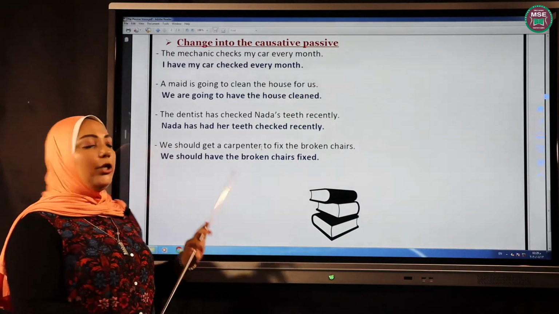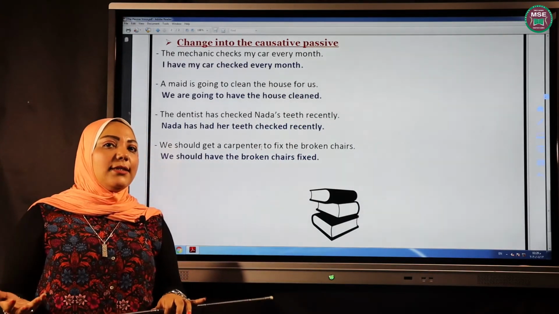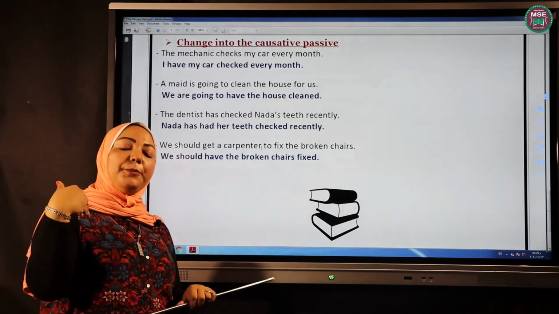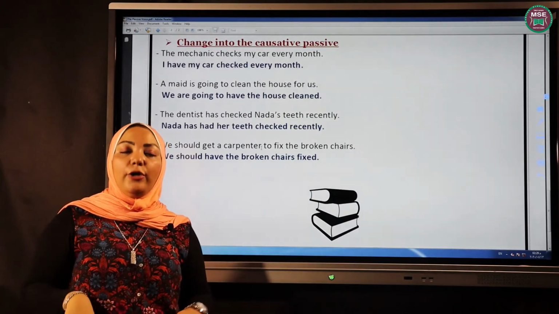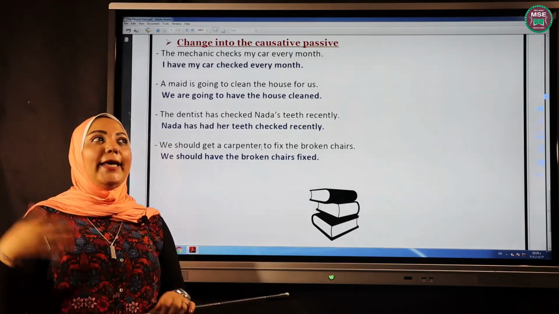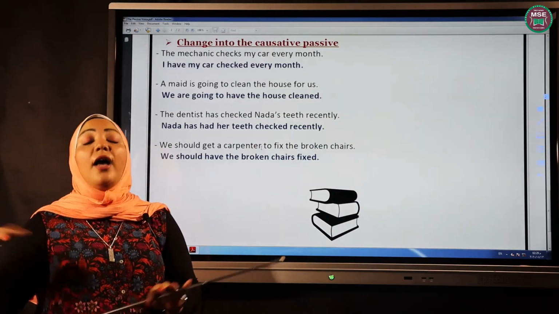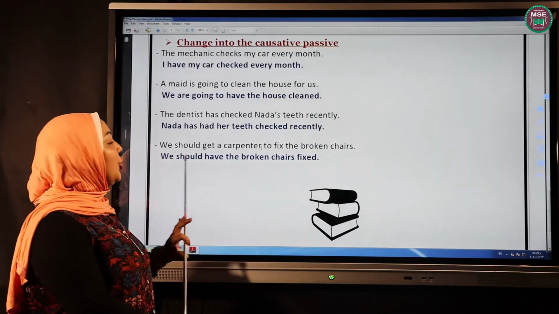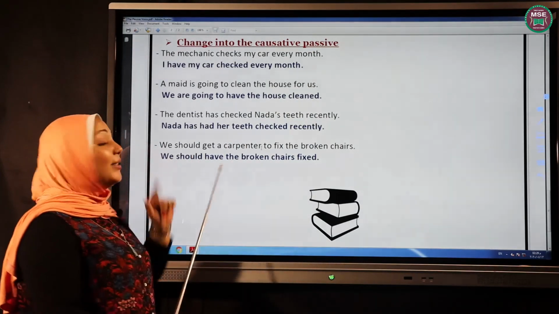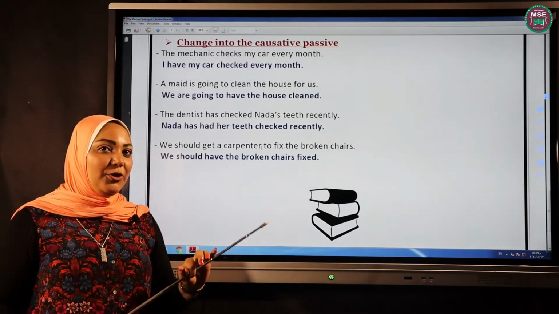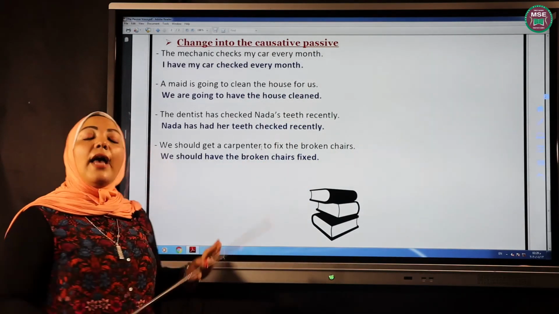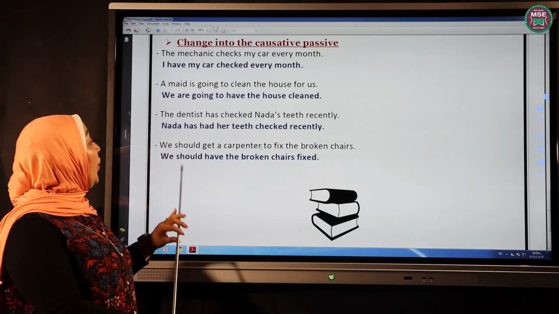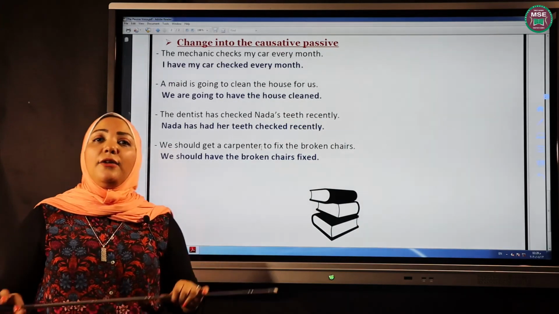So, as you see here, if I'm asking you about the tense, here you have a modal verb, which is should. As we mentioned before, while dealing with the regular passive form, we said that modal verbs like can, could, shall, should, may, might, etc., are usually followed by their infinitive. So, we should have or we should get what? The object? The broken chairs. And then the past participle, fixed. So the whole sentence in the causative form: we should have the broken chairs fixed.